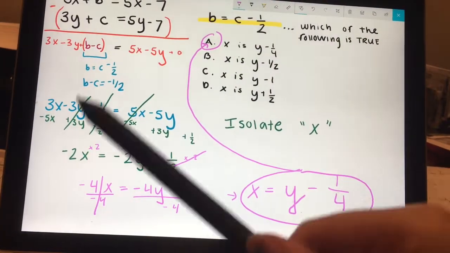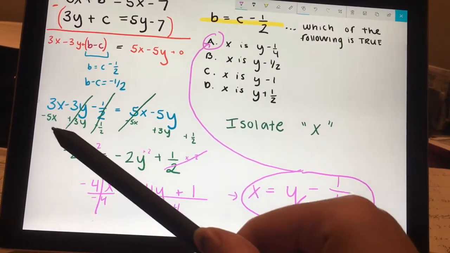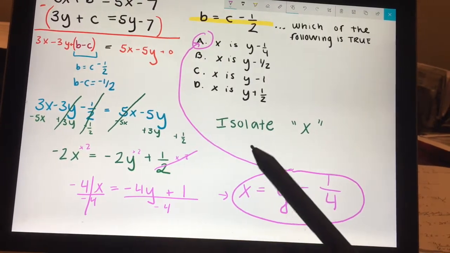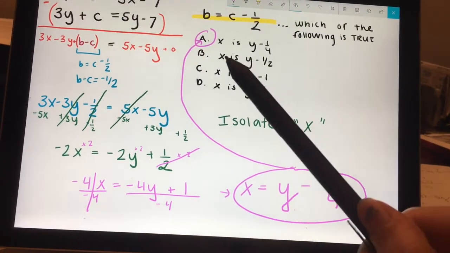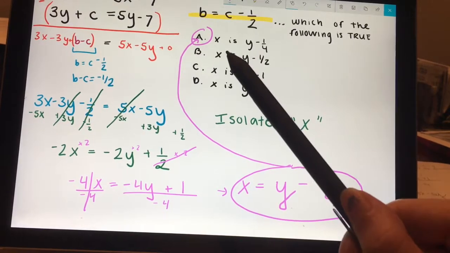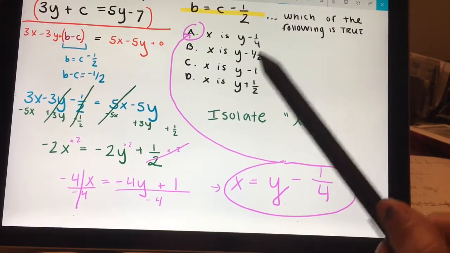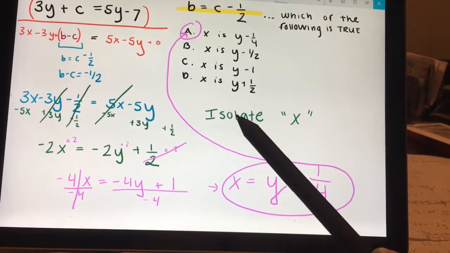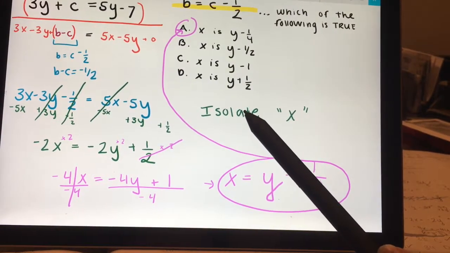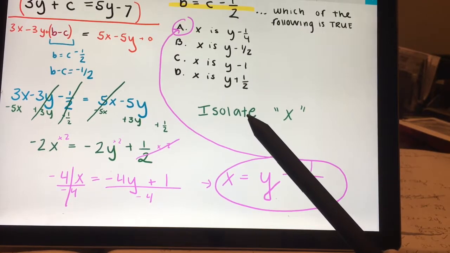So now I'm going to isolate the x on one side. The reason I'm isolating x and not y is because if you take a look at your answer choices, you notice everything is just like x equals y minus 1/4, x equals y minus 1/2, so that's why we're just going to isolate x. So sometimes it's important to look at what your answer choices are calling for.